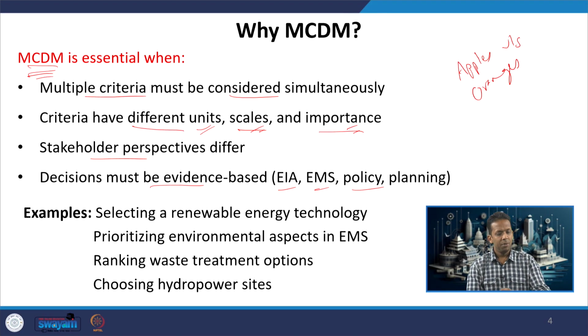So, some examples where multi-criteria decision making can be used: selecting a renewable energy technology. Suppose there are multiple options available like solar, wind, hydro, biomass, which one you select depending on a particular region. Prioritizing environmental impacts or aspects in EMS, environmental management system. Ranking the waste treatment options. There are so many technologies to manage waste. So, which one do we go for? Choosing hydropower sites. If there are multiple locations where a hydropower plant can be installed, then how do we choose the best site? So, problems like these can be examples for MCDM.